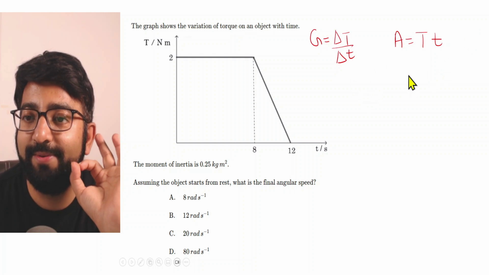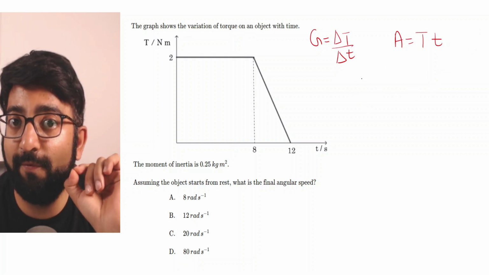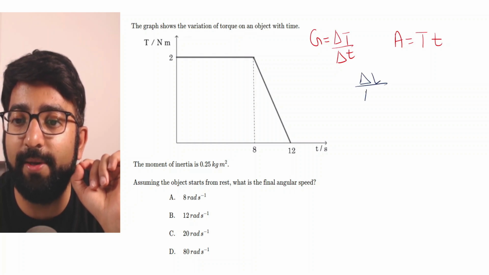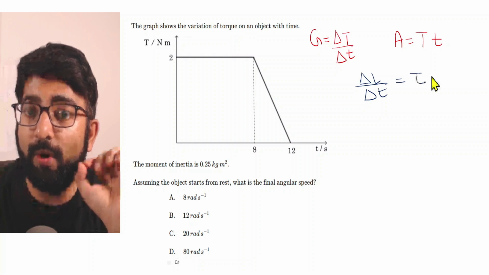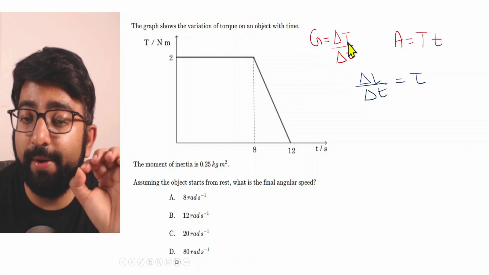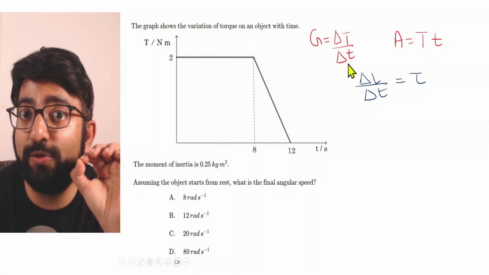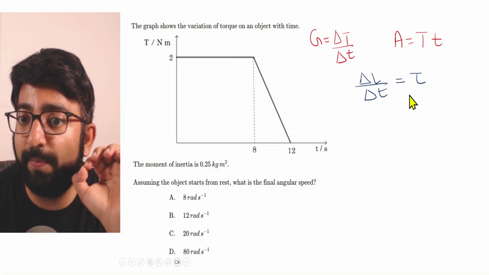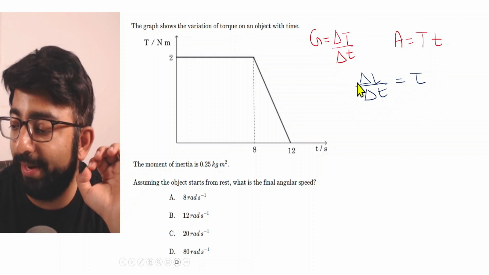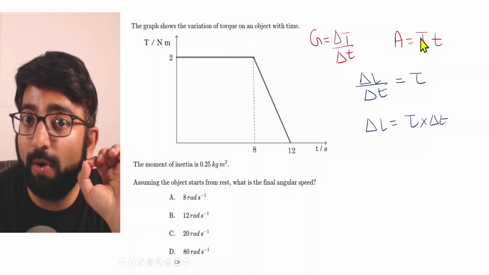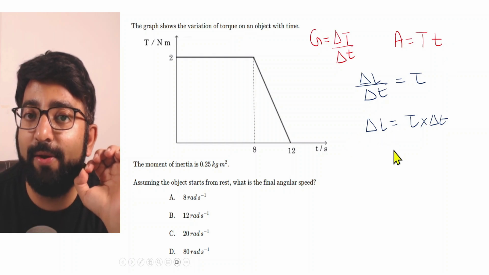So which one to use? That will depend on the formula. If you recall the formula for rate of change of angular momentum, delta L upon delta t, that is nothing but torque. Torque is the rate of change of angular momentum. Now, if we analyze the gradient, torque divided by time doesn't mean anything. That is not a parameter. But torque into time means something, because if you look at this expression, let's cross multiply and try to make delta L the subject. We will get delta L is equal to torque into delta t, which means the area under the torque-time graph will give us change in angular momentum.